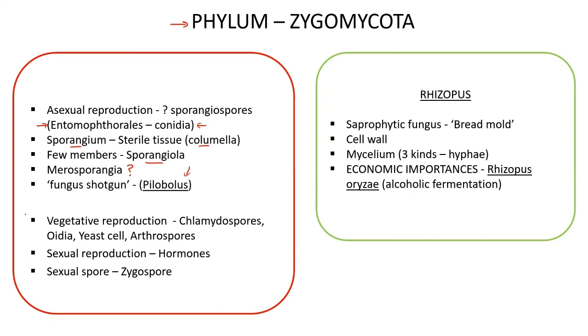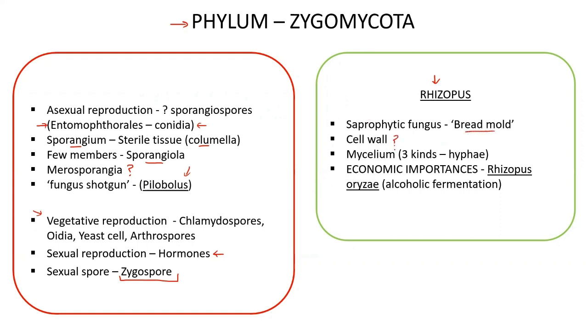Whereas there are different kinds of methods through which vegetative reproduction is seen, sexual reproduction takes place by the effect or the role of hormones. The sexual spore that is formed is called as zygospore, from which the name of the phylum is derived. Now, the type genus Rhizopus is quite important. Rhizopus common name is bread mold.